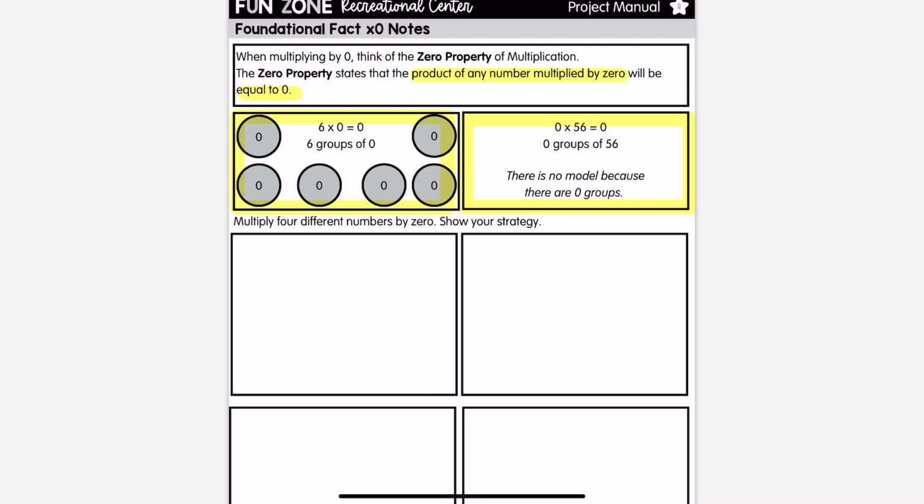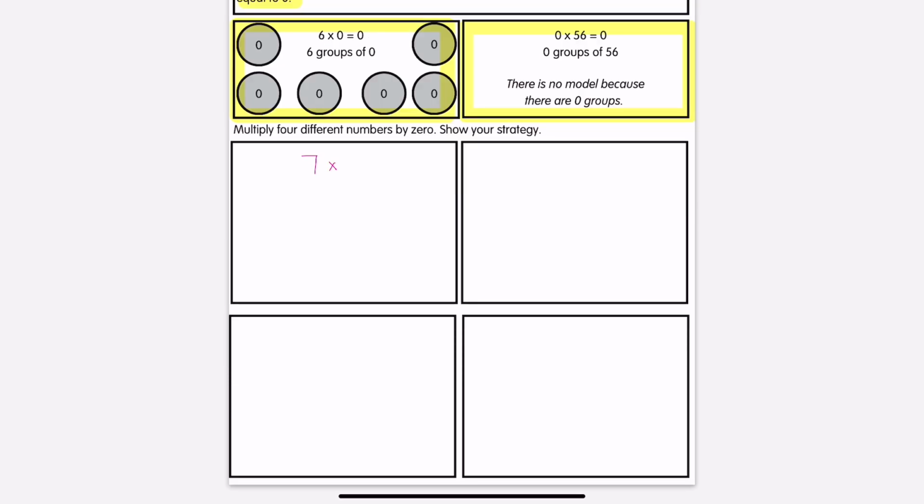Let's multiply 4 different numbers by 0. Let's look at 7 groups of 0. Can we draw this model? We can, because we have 7 groups with nothing in them. Okay, so I have my 7 groups, 1, 2, 3, 4, 5, 6, 7. Each group has 0 in it, so I know I have a total of 0.